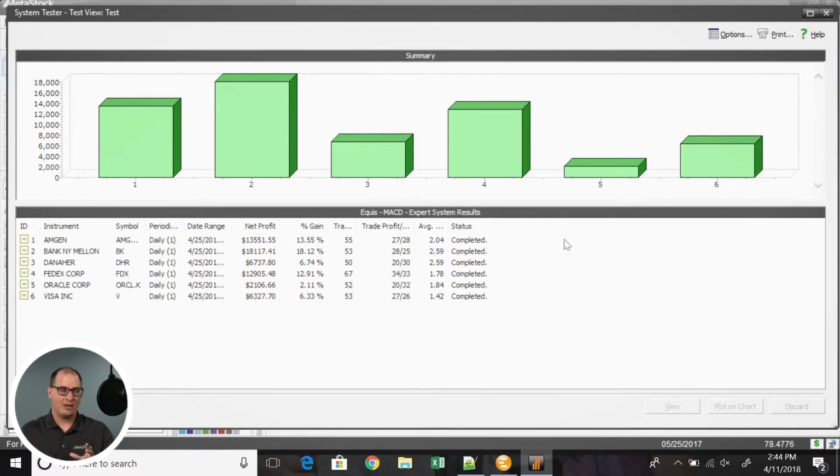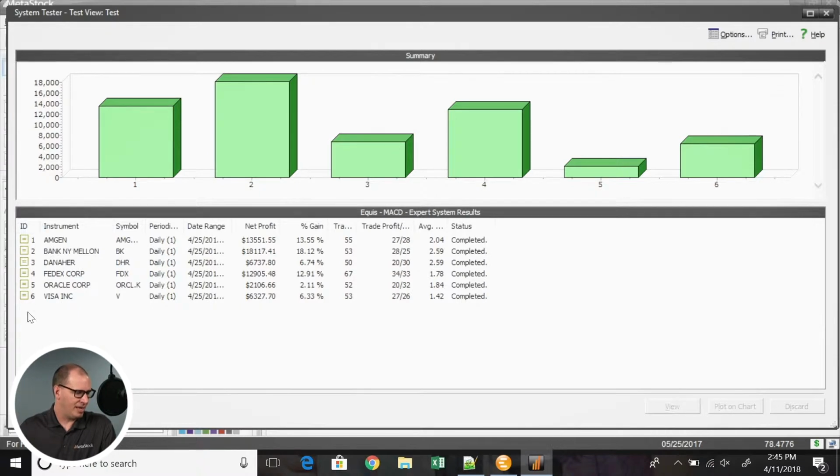What I have now is my summary. Across the top, I have a profit bar, if you will, of how much profit I would have made over the last 5 years trading each of these stocks against the MACD. We can see that some performed fairly well and some not as well. Sometimes, these will be in the negative and you'll see red. We don't see any of that here, but that's okay as well.